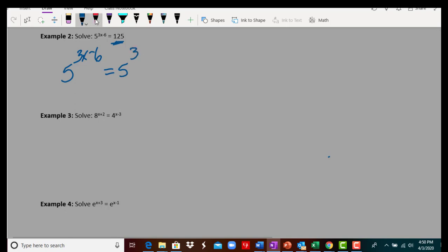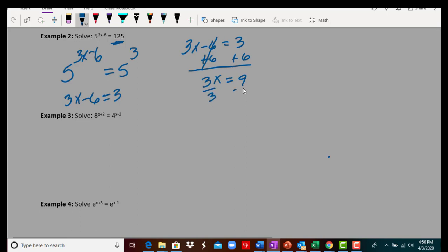Now that our bases are the same, we simply drop the base and we rewrite the exponents as 3x minus 6 equals 3. So 3x minus 6 equals 3. Now we can solve. Add the 6 to both sides, and 3x equals 9. Divide both sides by 3, and x equals simply 3.